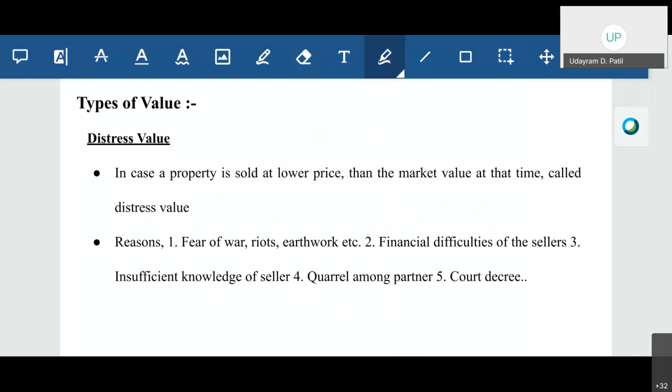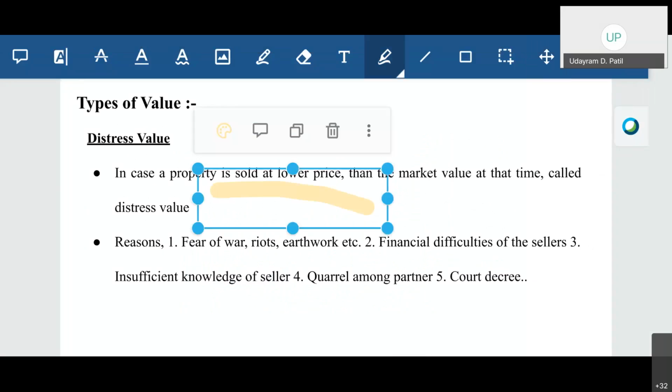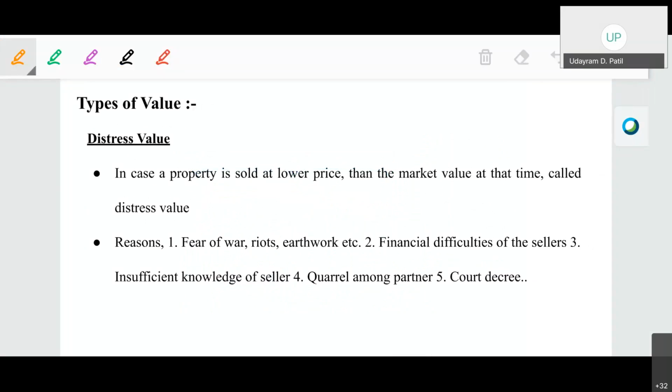Next is distress value. Okay, this was monopoly value; the opposite of it is distress value. In some cases, due to certain events, if there is distress in the mind of the particular owner, particular owner च्या माइंड मध्ये एकदम डिस्ट्रेस होऊन गेला की अगे भाव बढ़त आहेत.